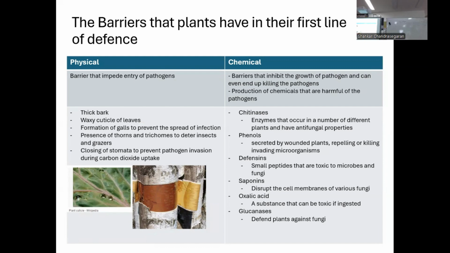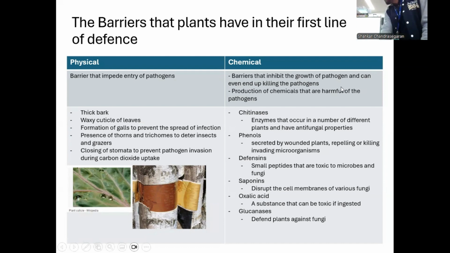And the microbial barrier is about natural flora, ensuring that they outcompete any invading pathogens. But with plants, they don't have any microbial barriers. They only have the physical and chemical. So with physical, that's the obvious ones, right? That is a thick bark.